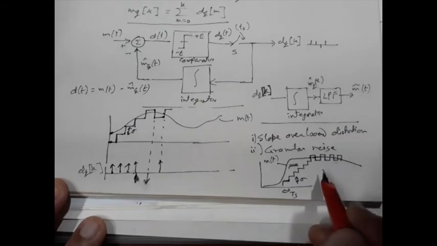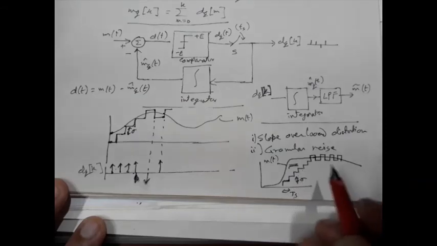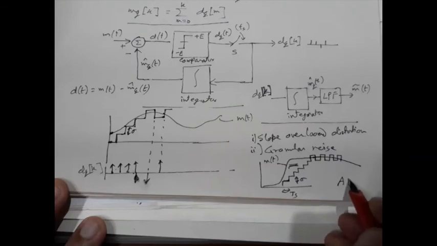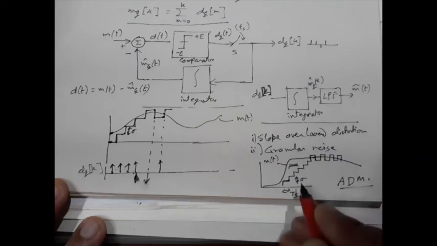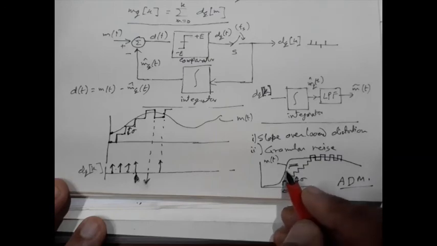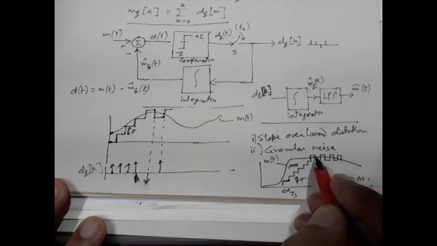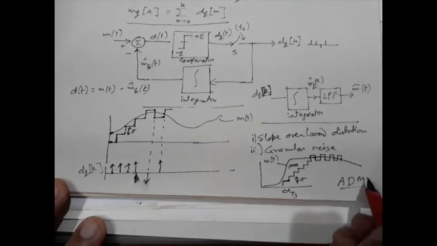So what we can do is use another technique called adaptive delta modulation, ADM, where the step size is controlled automatically. When the slope is higher, the step size increases, and when the slope is low, that means the signal is flat, the step size will be reduced. This is what is done in adaptive delta modulation. We will discuss it later on.